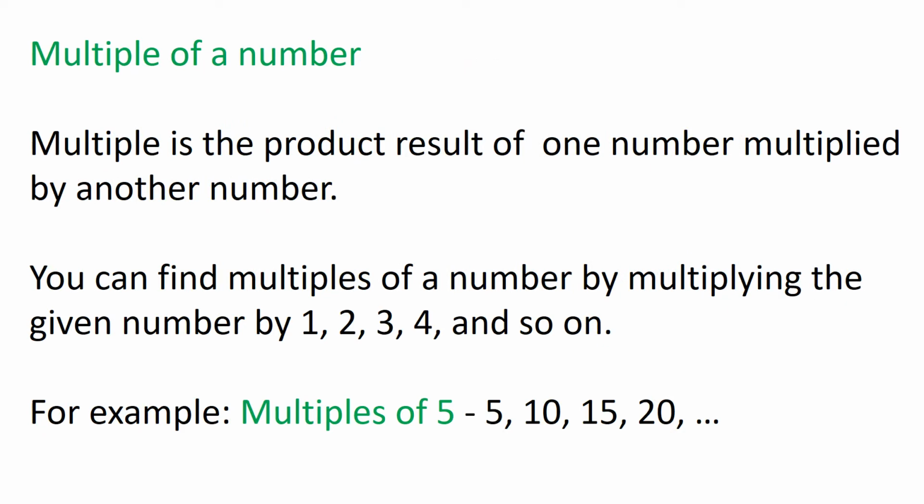Okay children, what is a multiple of a number? Multiple is the product result of one number multiplied by another number. You can find multiples of a number by multiplying the given number by 1, 2, 3, 4 and so on. Let us take an example. Multiples of 5 will be 5, 10, 15, 20 and so on. This is nothing but the table of 5. Children, multiples of a number are infinite.